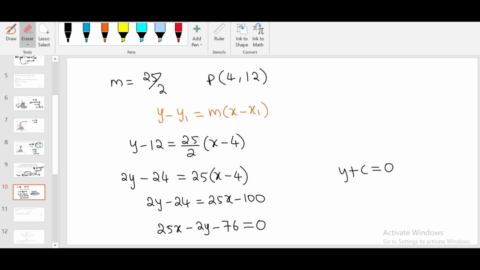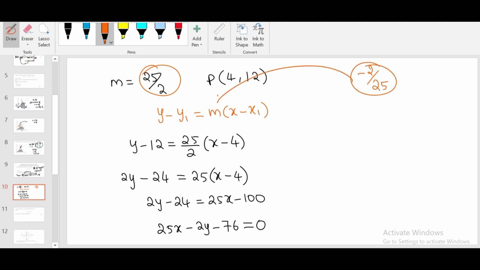If the question says equation of normal, it's the same thing. Only thing, you need to swap this to negative 2 over 25 and use this slope in here. You get the equation of normal.